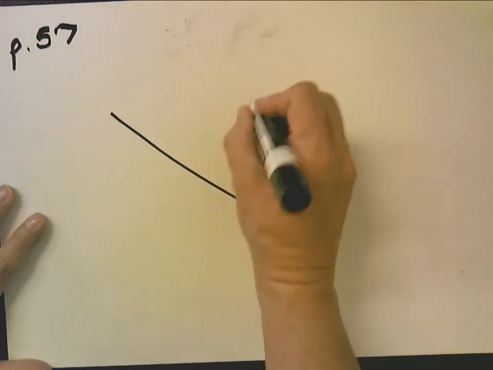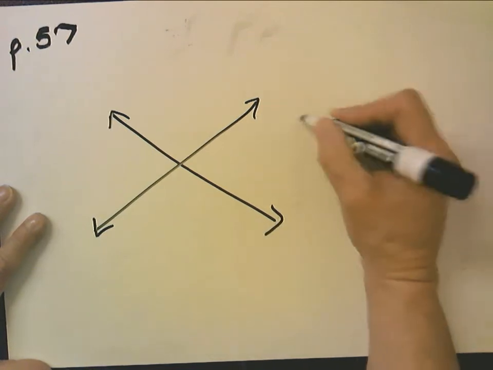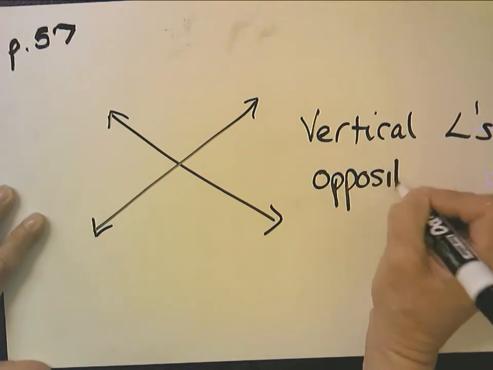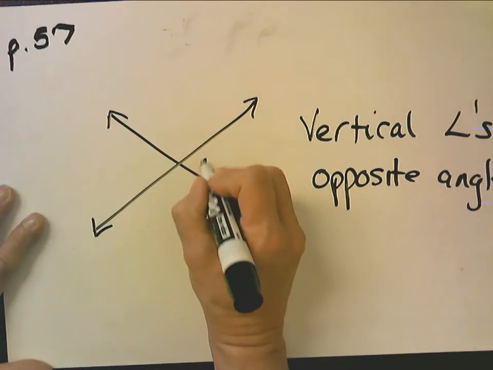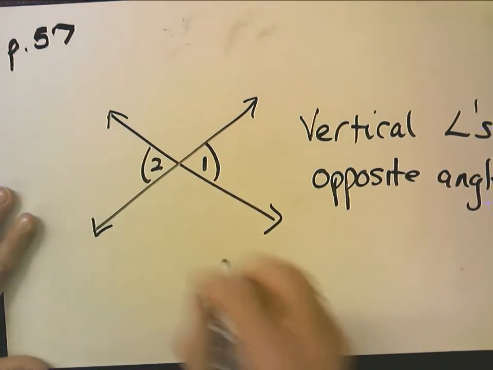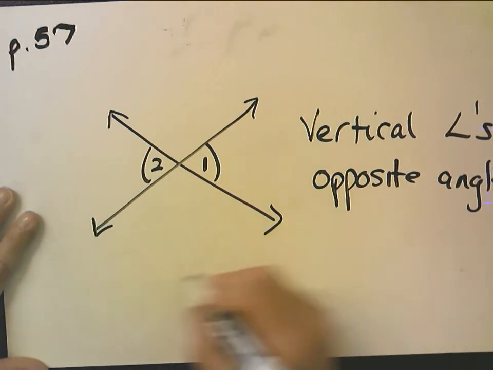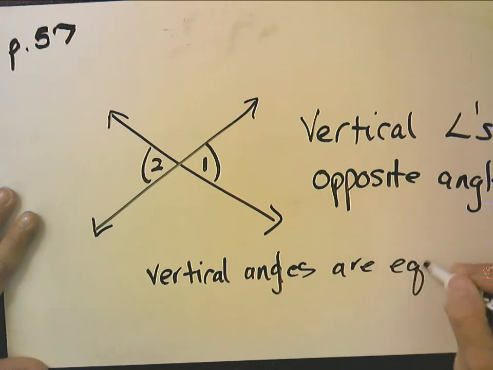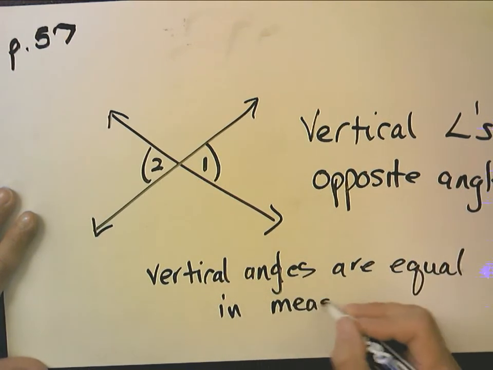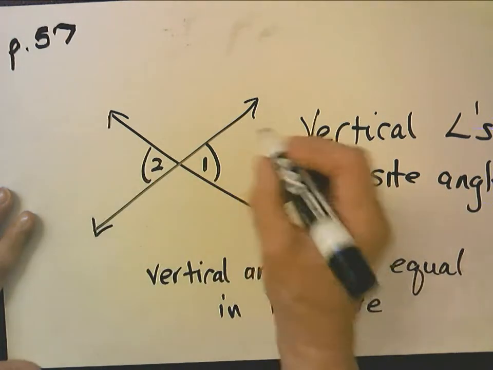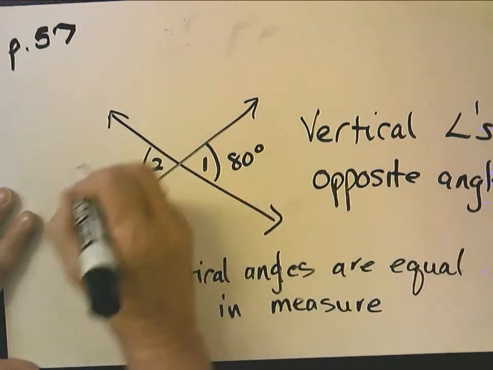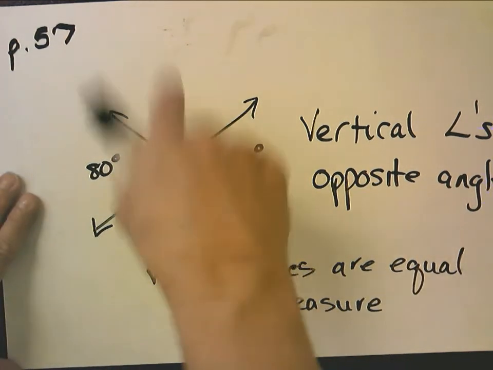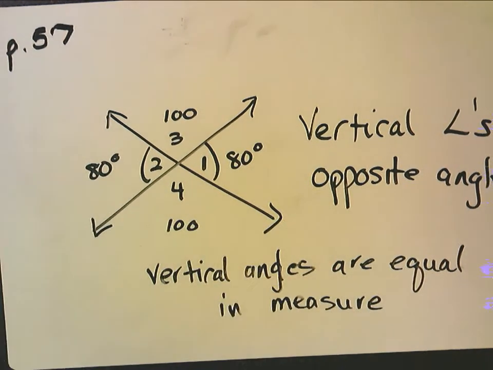Okay, the last term we're going to do are vertical angles. Now, vertical angles, these are opposite angles. So, angle 1 and angle 2 are vertical angles because they're opposite each other. Vertical angles, I want you also to write this, vertical angles are equal in measure. So, since angle 1 is equal to angle 2, if angle 1 is 80 degrees, angle 2 would be 80 degrees. Angle 3 is vertical to angle 4. It's opposite. So if angle 3 is 100, angle 4 is 100.